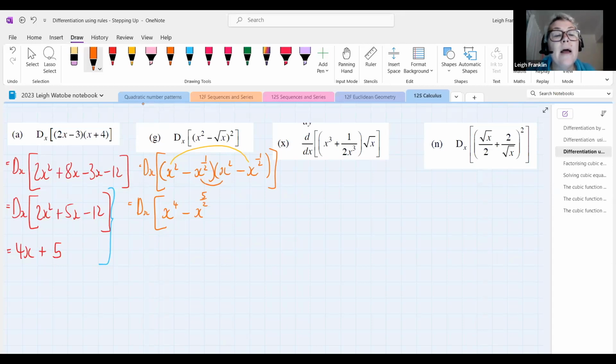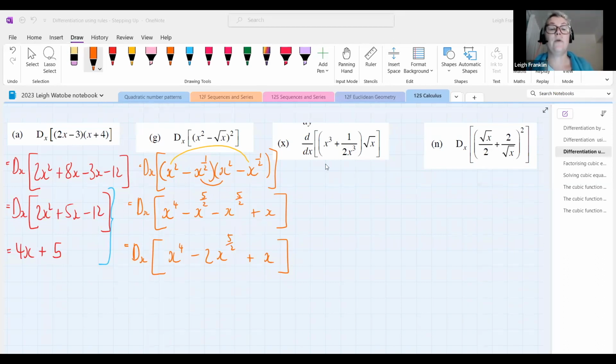Then when you multiply your inners, you'd have the same thing, 5 over 2. And then over here, you'd have plus x, like so. And then that means that you would end up with x to the power of 4 minus 2x to the power of 5 over 2 plus x. Does that make more sense now? Yes, ma'am. Okie dokes. All right.